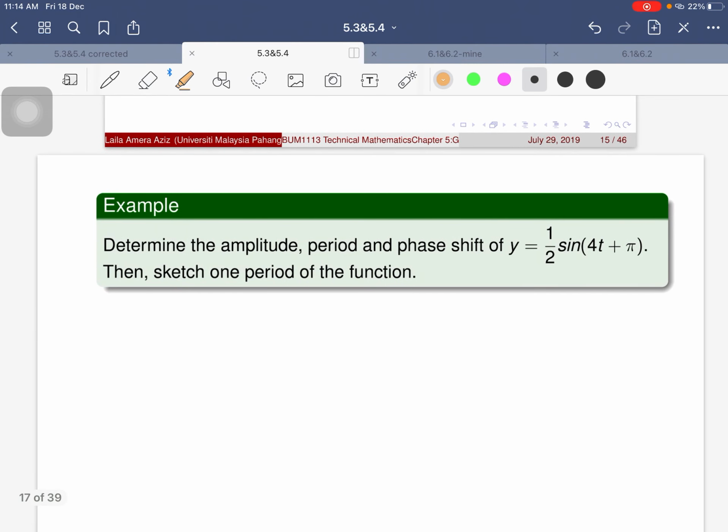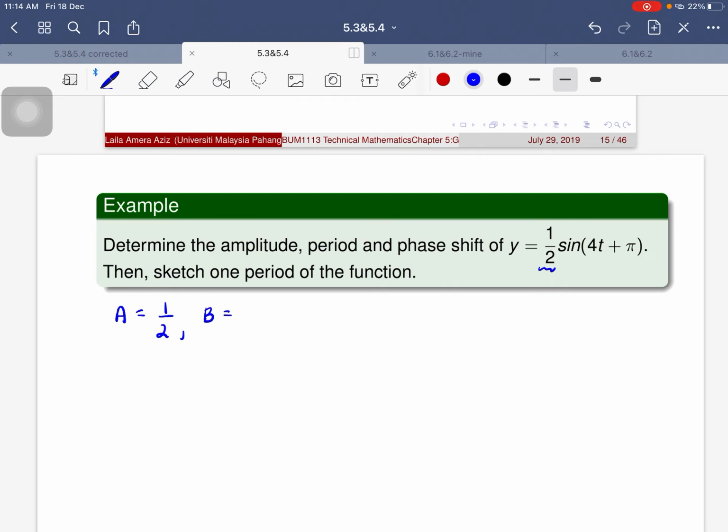Okay, I'm going to start with this example right here. I have the graph of y equals a half sine of 4t plus pi, and I'm going to determine the amplitude, period, and also the phase shift. First of all, we identify the values of a, b, and c. a is the number at the very front of the sine or cos, which is a half in this case.